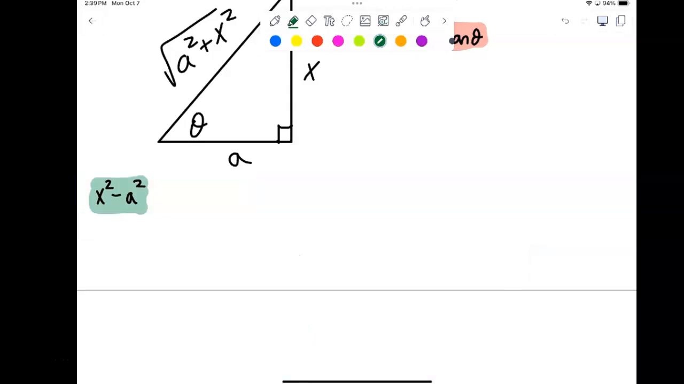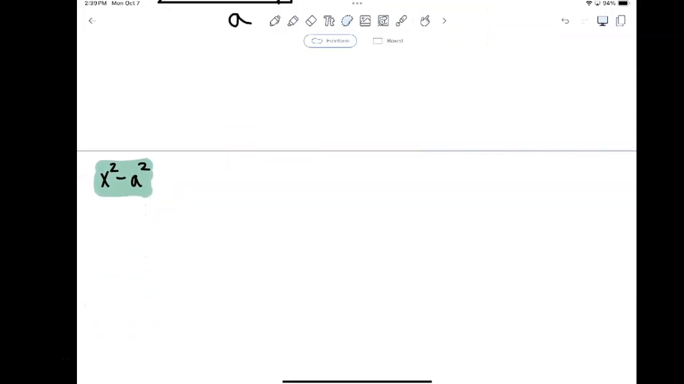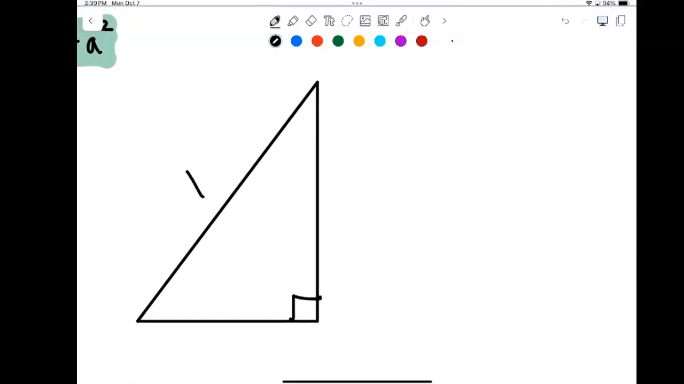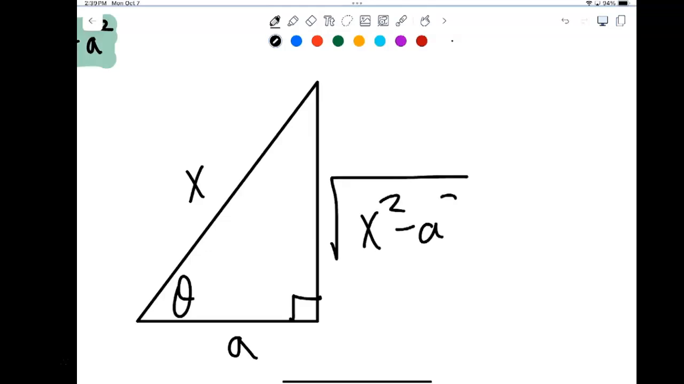Well, the only time we could get one thing to subtract from the other is if the x squared part was a part of our hypotenuse. Right, if the x squared part was part of our hypotenuse, and then the a was one of the other two legs, then the third side would be the square root of x squared minus a squared.